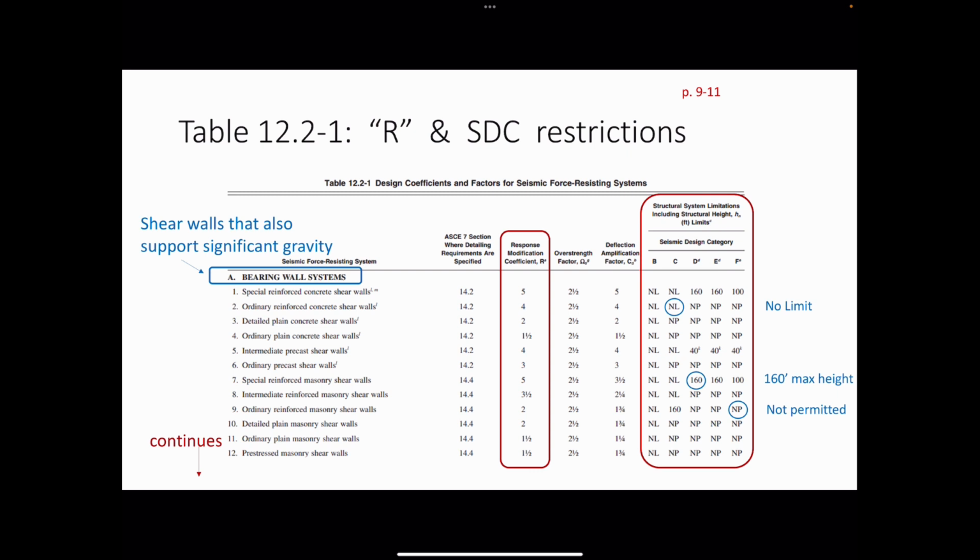But if you're category B or worse, then you have to go through this process and check all of these things, right? So for a given system and a given seismic design category, you can look here to see if there's no limit on your structure, which is the NL, or if there's a height limit, right? So a number represents the maximum height in feet, or maybe that system is not permitted in that seismic design category and you have to choose a different structural system. So that's what the NP stands for.